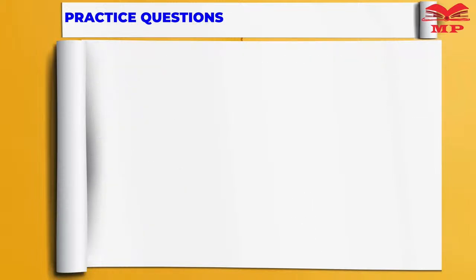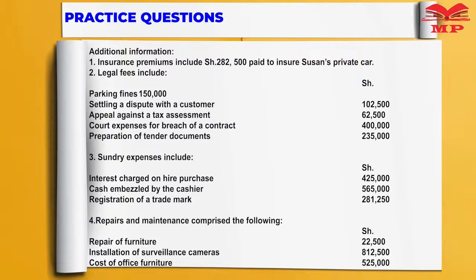Additional information. Number 1. Insurance premiums include 282,500 paid to insure Susan's private car. Number 2. Legal fee includes parking fine, settling a dispute with a customer, appeal against tax assessment, court expense for breach of contract, preparation of tender documents. Number 3. Sundry expenses include interest charged on hire purchase, cash embezzled by cashier, registration of trademark. Number 4. Repair and maintenance comprised of the following: repair of furniture, installation of surveillance camera, cost of office furniture.